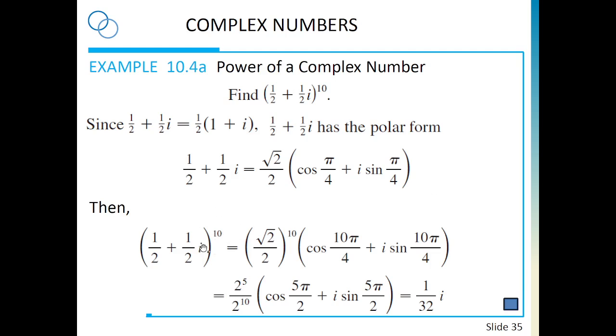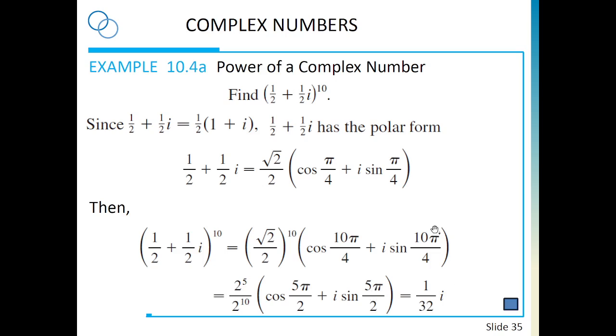Now when we need to compute the power of this complex number, it's the power of this expression here. So it is this expression to the power 10, and then this expression to the power 10. But we already know that this is just 10 times the angle. So we multiply the angle by 10 in each piece and that's it. And then we can simplify eventually. Here cosine 5 pi over 2 is 0, and sine is 1, so that's why we end up with this number here.